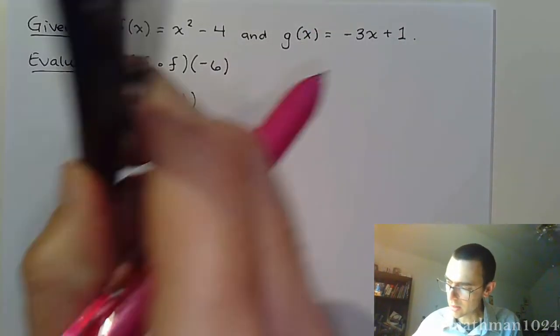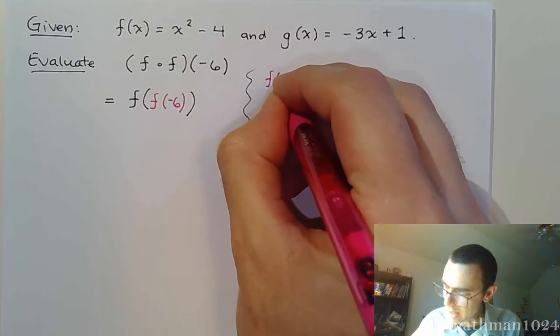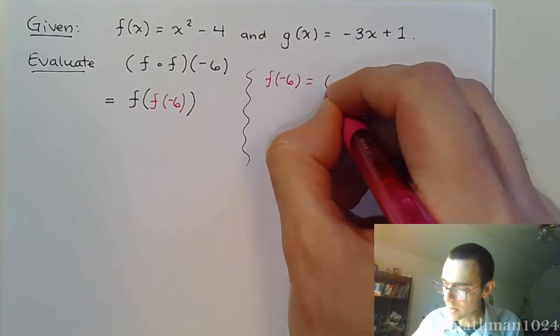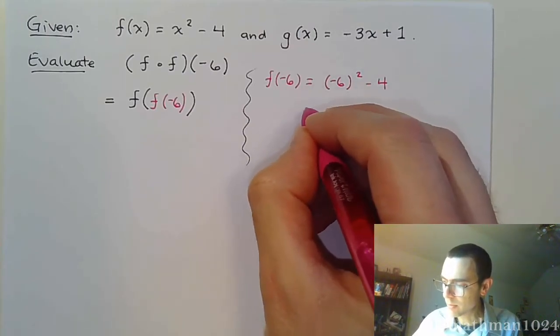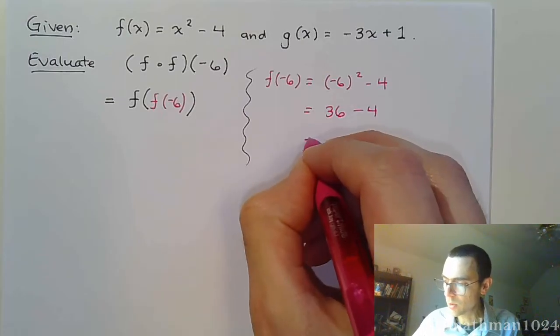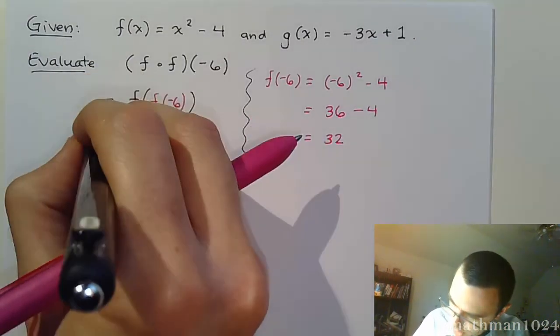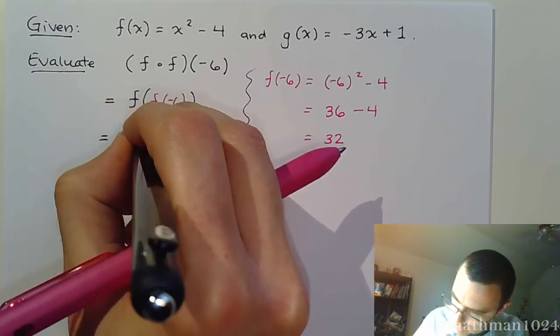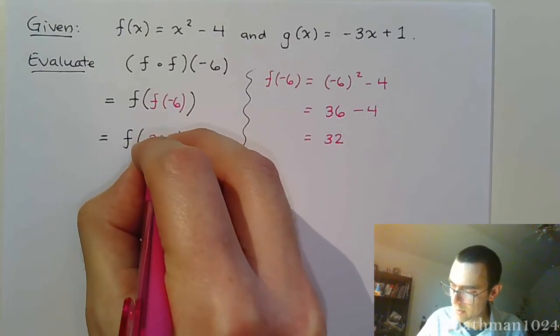So off to the side, f of negative 6, just work this out. Negative 6 squared minus 4. So that's 36 minus 4, which equals 32. Right? And so now we come back over here, and we get to evaluate f of 32.